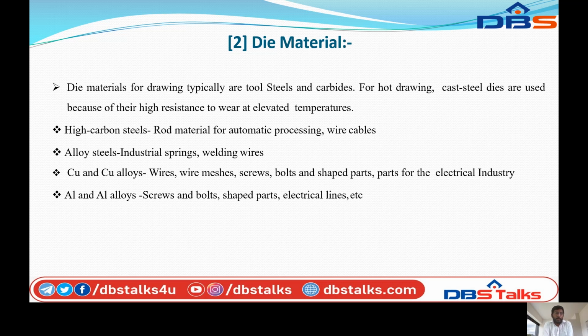For copper and copper alloys, the products are wires, wire meshes, screws, bolts, shaped parts and some parts of the electrical industry. Coming to aluminum and aluminum alloys, the main products are screws and bolts, shaped parts, electrical lines, etc.